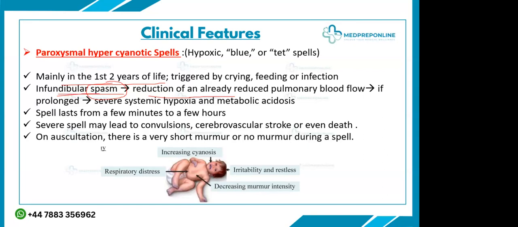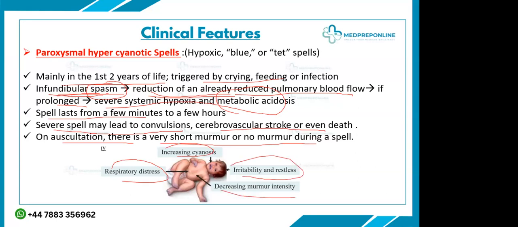So when the baby cries or any triggering factor happens, it increases the infundibular spasm, so there will be reduction of an already reduced pulmonary blood flow. And if it is prolonged, then severe systemic hypoxia and ultimately metabolic acidosis will happen. A spell can last from a few minutes to a few hours, and severe spells can lead to seizures, cerebral vascular stroke or even death. On auscultation, there is a very short murmur or no murmur during this spell. So you see respiratory distress, increasing cyanosis, irritability and restlessness, and decreased murmur intensity when there is very severe spasm of the infundibulum.